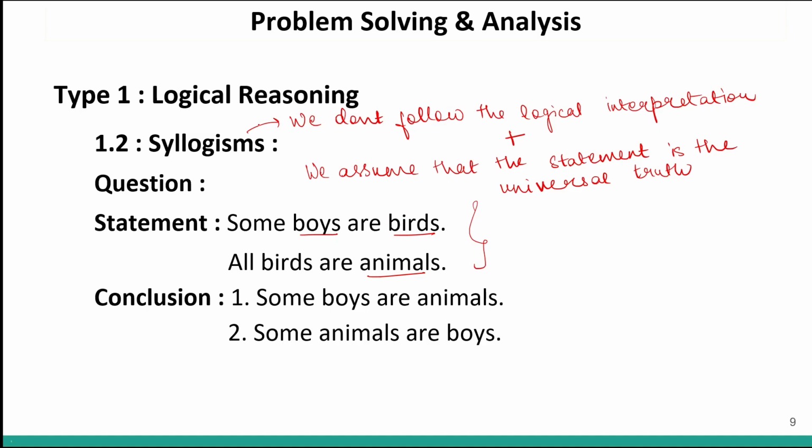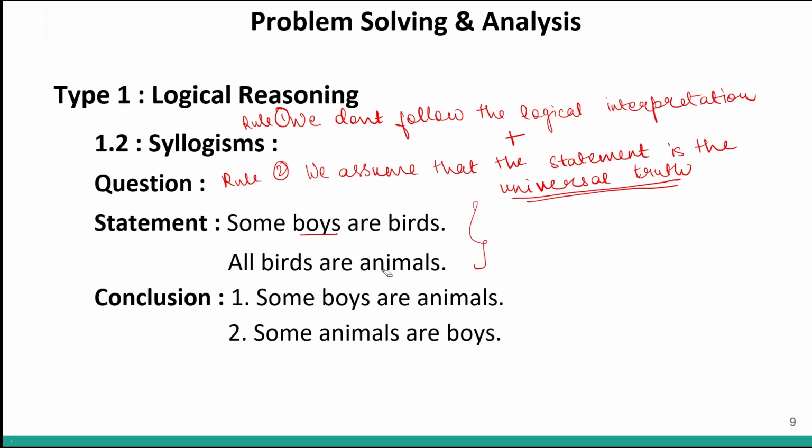But in syllogisms, first rule number 1. So I can write it like this. Rule 1. We do not follow the logical interpretation. We do not treat this as logically true. There can be logical flaws, like in this question. Rule number 2 means this, whatever is written in the statement is considered the universal truth. So we will consider this to be true whether it follows logically in real life or not. So these are the two rules that you should remember while solving questions for syllogisms.